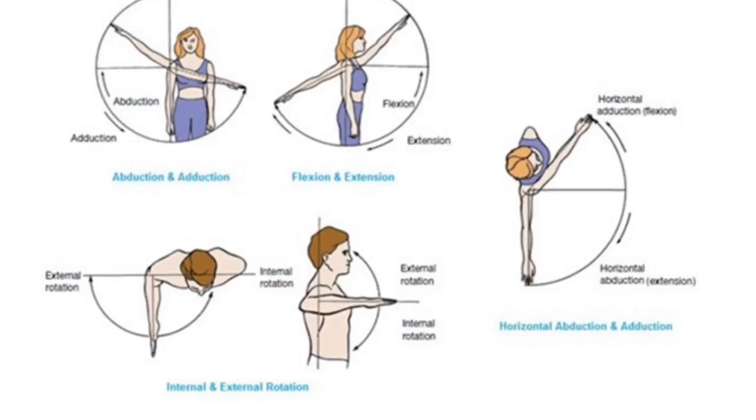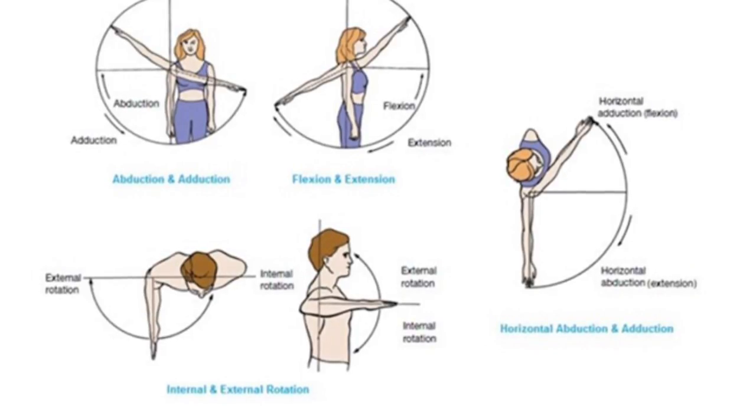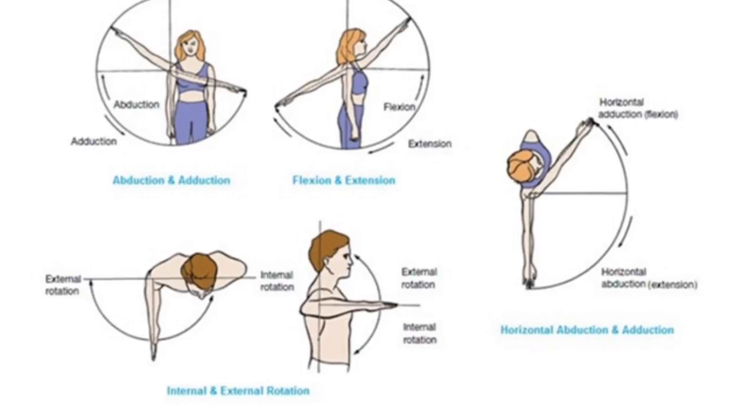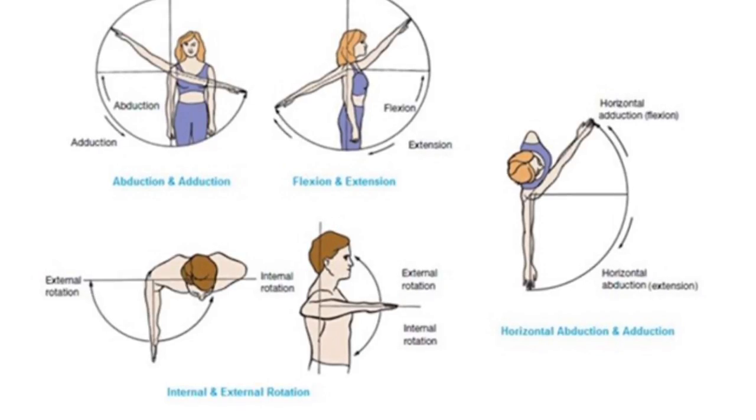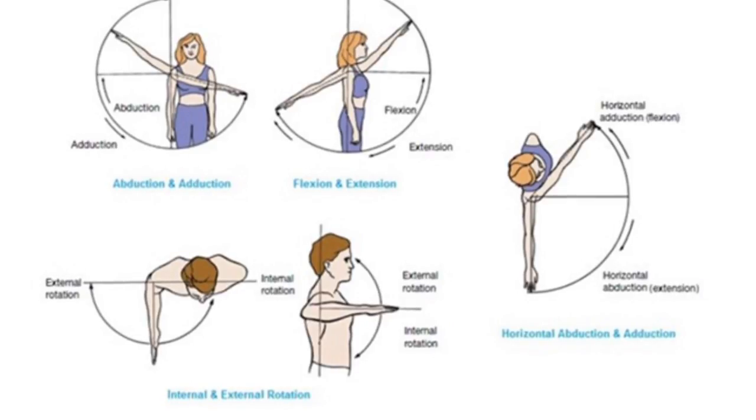The next movement is the external and lateral rotation. This is rotation of the humerus on the glenoid in a lateral direction. It is produced by contraction of the infraspinatus and teres minor.